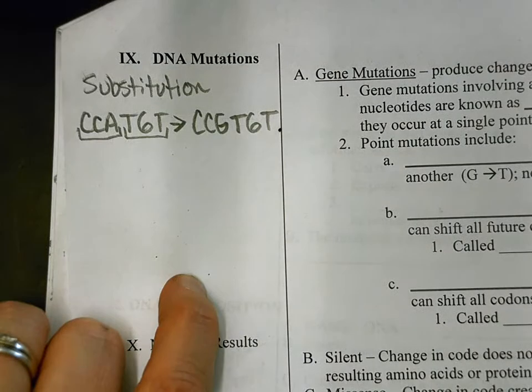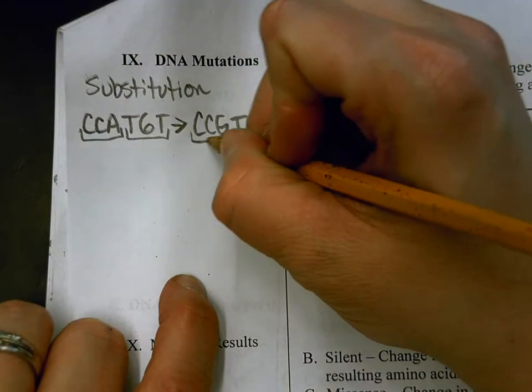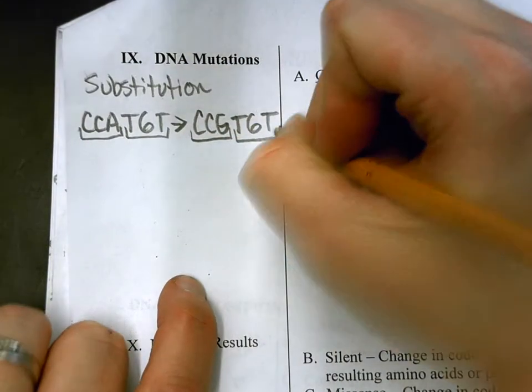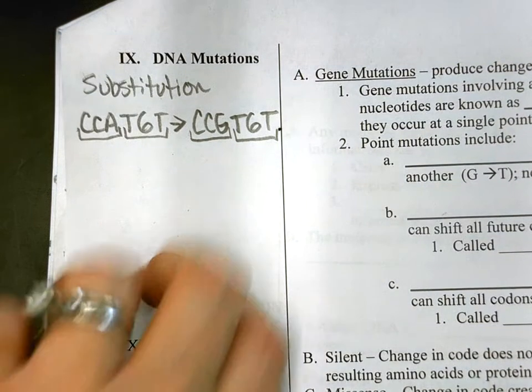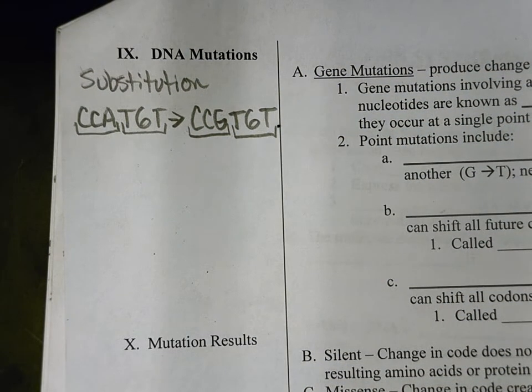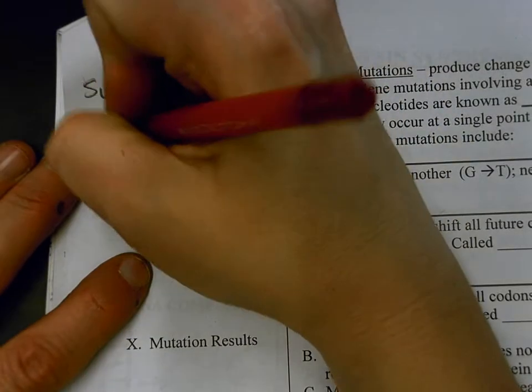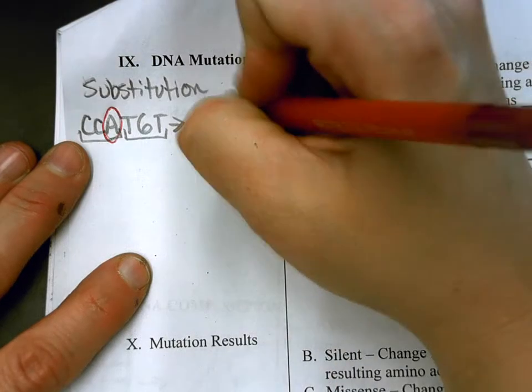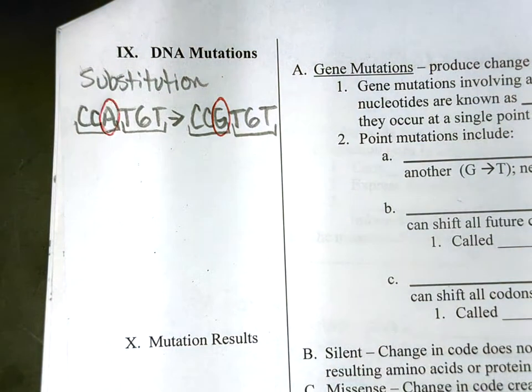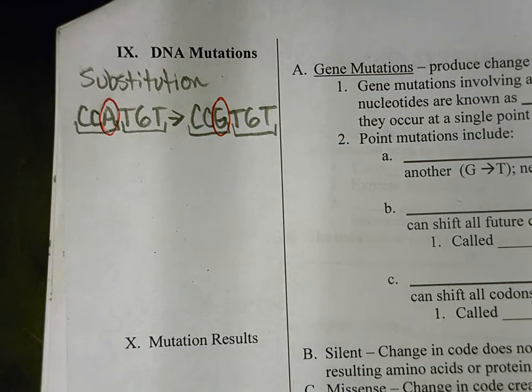Now, if this is my mutated code, I'm going to still break it into the reading frame. And now by looking at this code, can someone tell me which letter or base actually mutated? The A became a different letter, so I want you to circle it. This became this. That's a substitution. Now we're going to do this on just this one, okay?